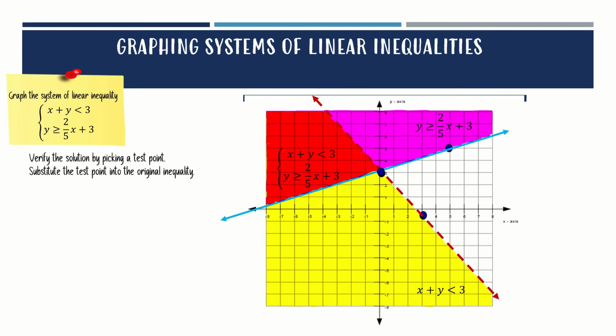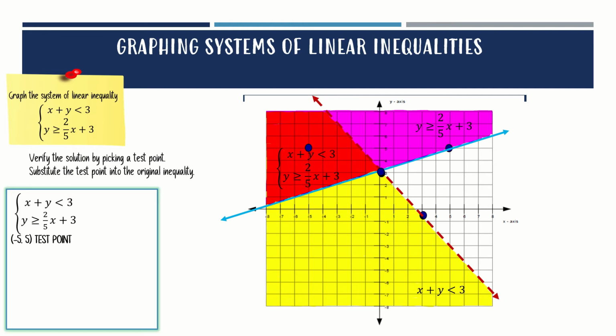Verify the solution by picking a test point, then substitute the test point into the original inequality. Let us try picking a test point within the area shaded in red. Let us pick this point with an ordered pair negative 5, 5, and then substitute it into the original inequality. We have to substitute negative 5, 5 in place of x and y respectively.